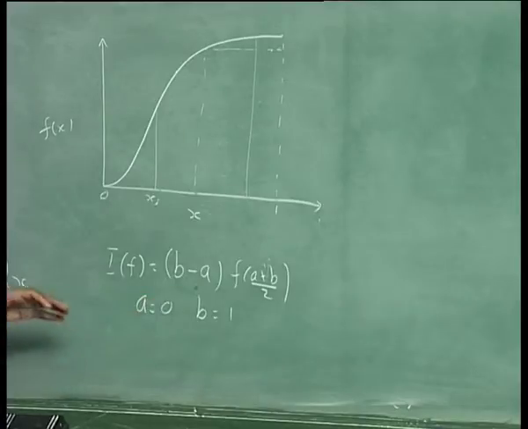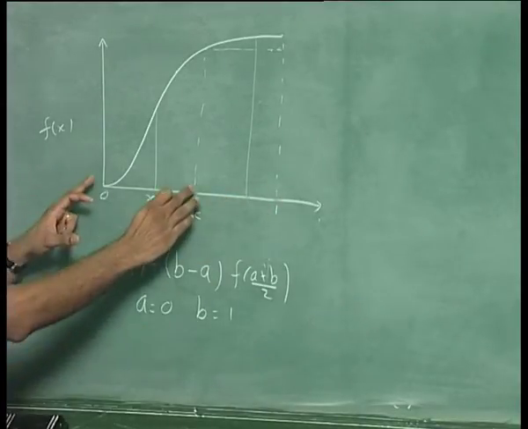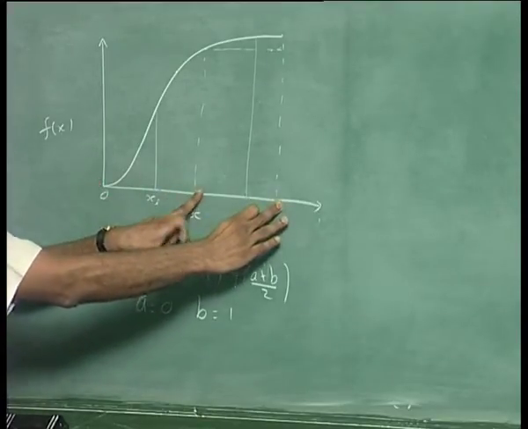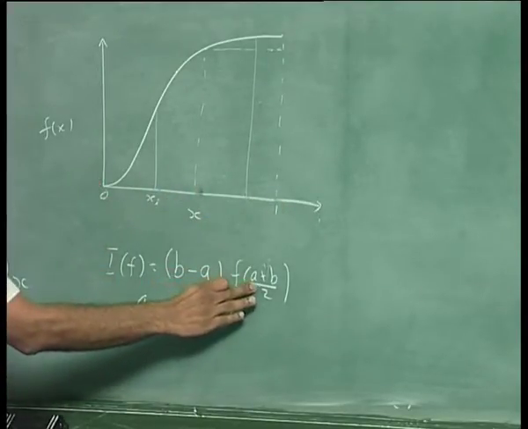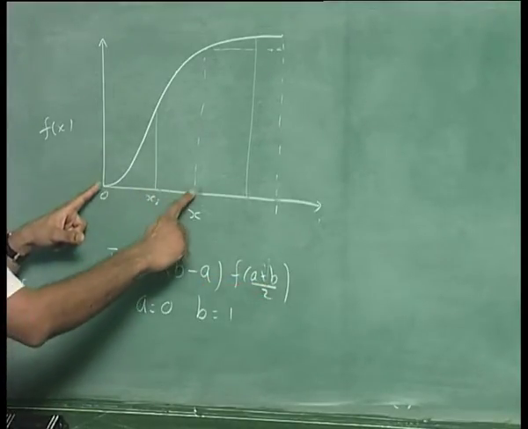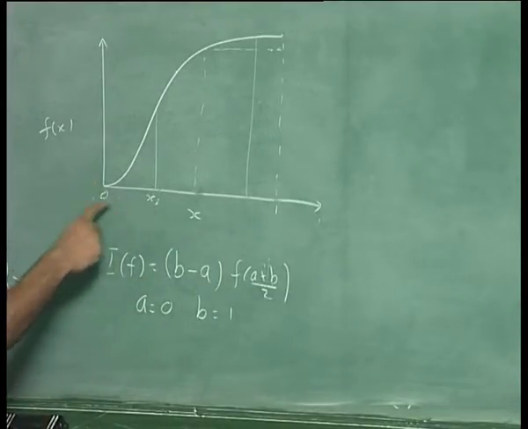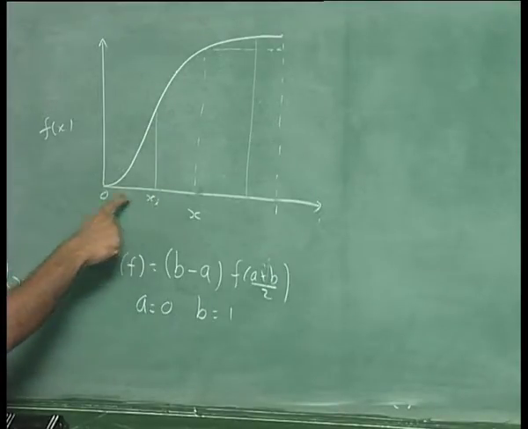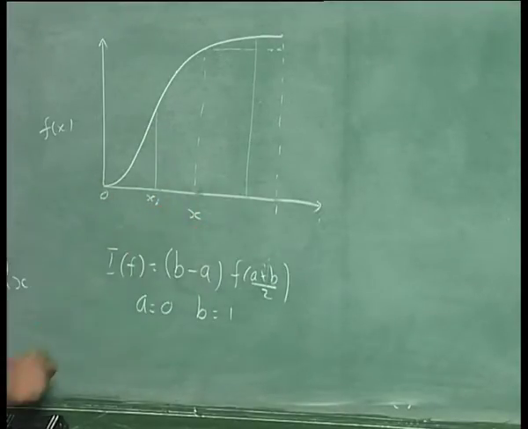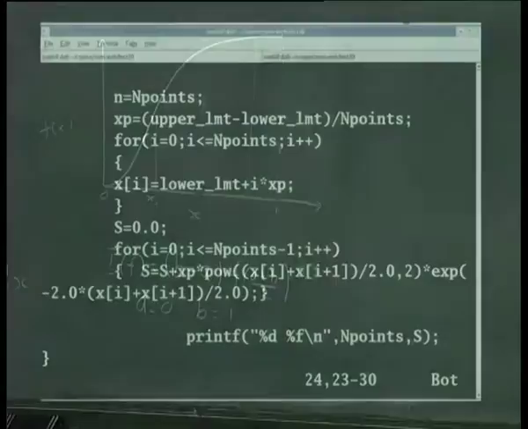So again I evaluate, let's say, at 5 points. Now I'm going to take this as an interval and that as another interval, because I need to evaluate this at f of (a plus b) by 2. So I'm going to do this as an interval and that as an interval. So actually when I calculate the function at x0, x1, x2, x3, x4, I will evaluate the function at every alternate point. That's what I'm going to do here.